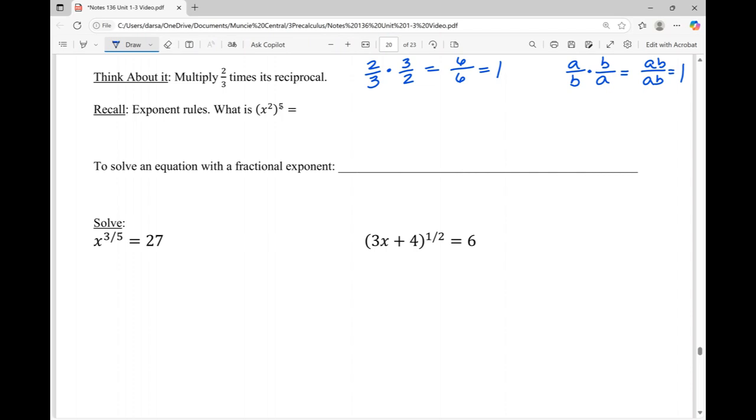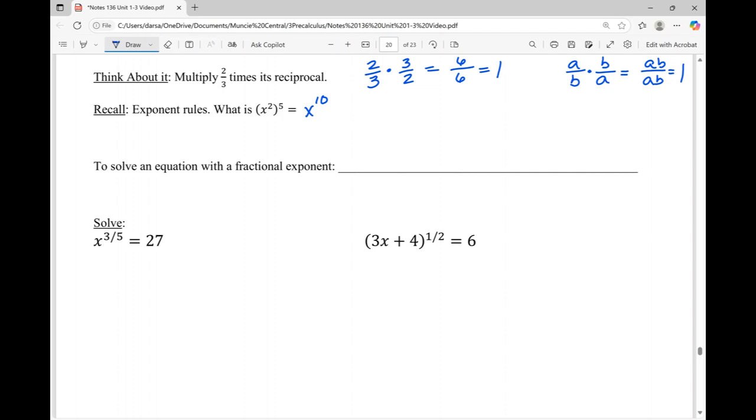The second thing I want to go back over, something we sometimes forget: what happens if we have an exponent thing to another exponent, a power to a power? If this was x squared times x to the fifth, with two bases, we would add the exponents and get x to the seventh, but that's not what we have here. We have x squared to the fifth, so a power to a power. In that case, we're going to multiply the exponents, the 2 times the 5.